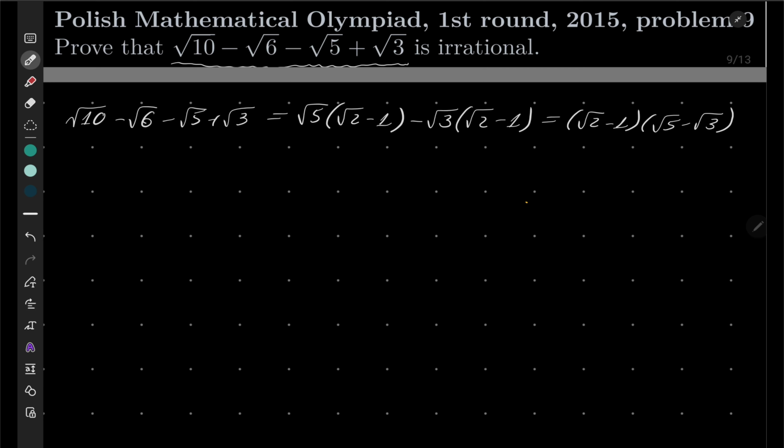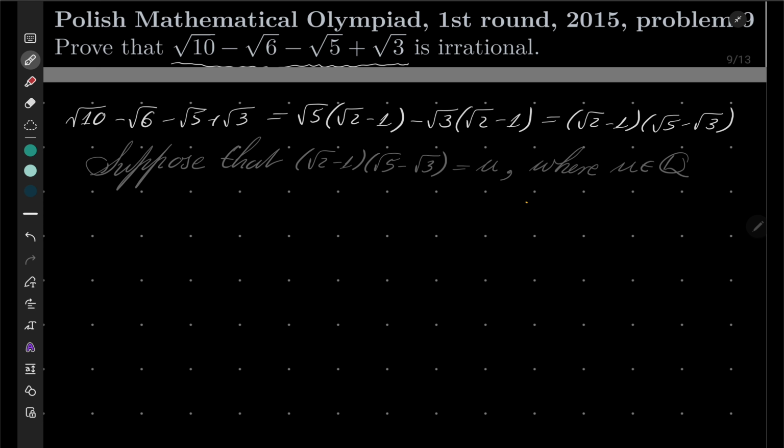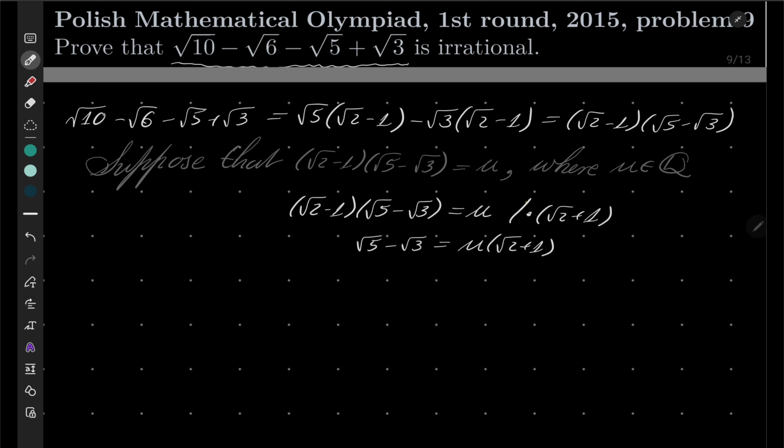Again, we have a common factor, which can be factored out, and we get the following. So it's nice. And now let's suppose that this number is u, where u is rational. We wish to get a contradiction in some way. Okay, so let's take this equation and let's do the following trick. Notice that we can divide by this number. It's the same as multiplying both sides by square root of 2 plus 1, because if we do that, square root of 2 minus 1 times square root of 2 plus 1 is just 1. So this is true.